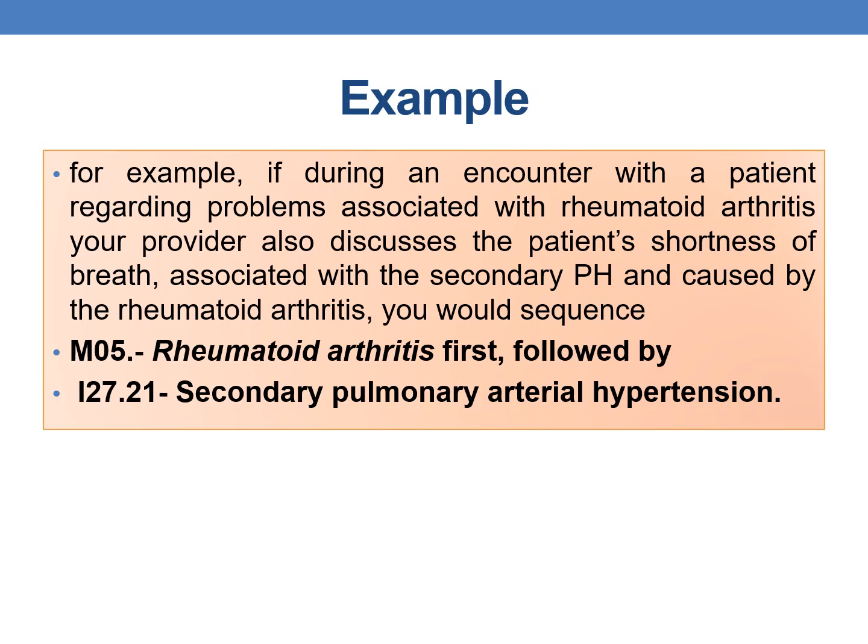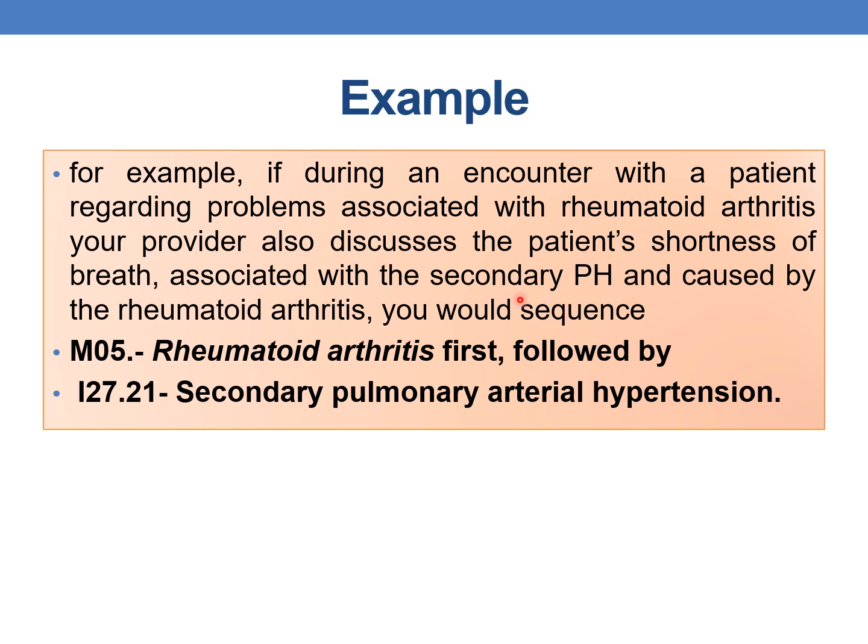Let us see an example. For example, if during an encounter with a patient regarding problems associated with rheumatoid arthritis, your provider also discusses the patient's shortness of breath associated with secondary pulmonary hypertension and caused by the rheumatoid arthritis. You would sequence first rheumatoid arthritis followed by I27.21, secondary pulmonary arterial hypertension. Reason for visit will be the PDX.